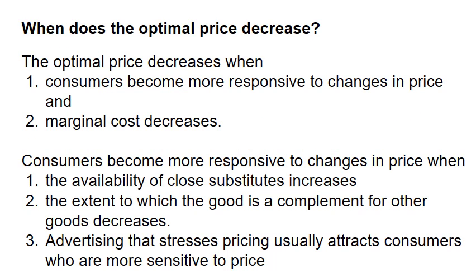And everything we've said about price increasing can be flipped around when we talk about price decreasing. The optimal price decreases when consumers become more responsive to changes in price and when marginal cost decreases. Consumers become more responsive when the availability of close substitutes increases and the extent to which the good is a complement to other goods decreases. A third characteristic is advertising. Advertising that stresses pricing usually attracts customers who are more sensitive to price.